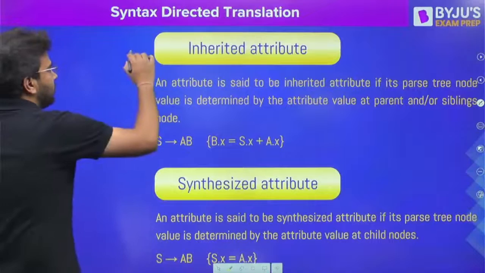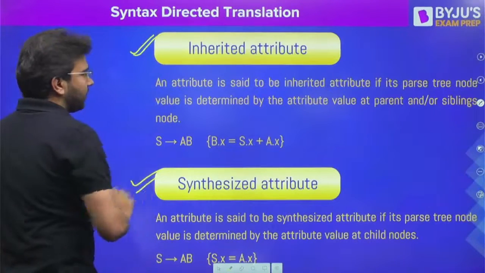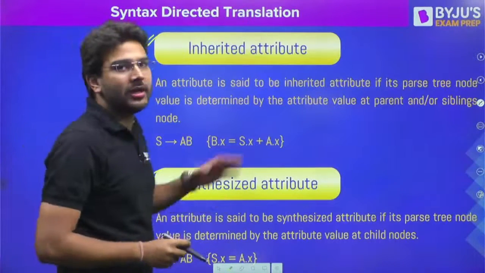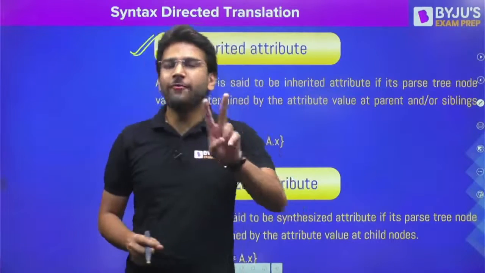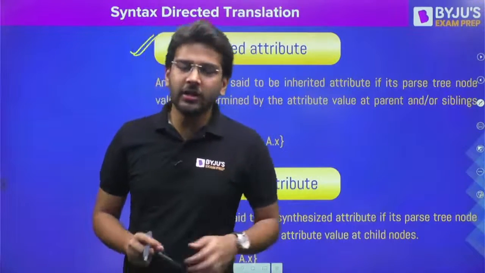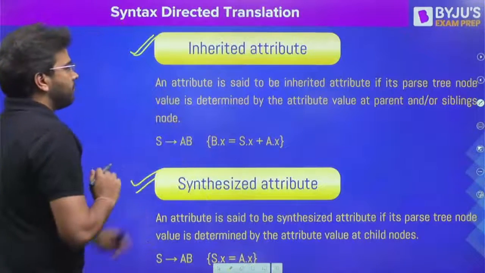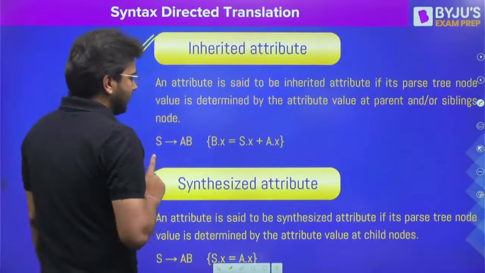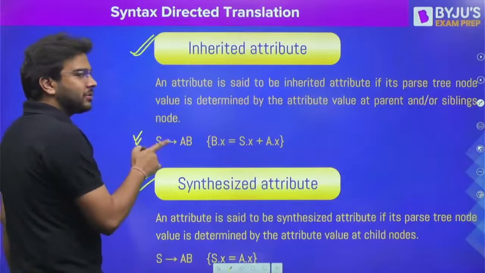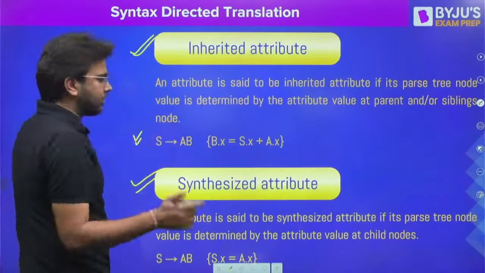Now, the most important thing we are going to start now is inherited attribute and synthesized attribute. So we have two types of attribute, one is inherited, the other one is synthesized. Now carefully understand the difference between these two. In case of inherited, let's say this example. First we are going to see the example, then we are going to see the definition.